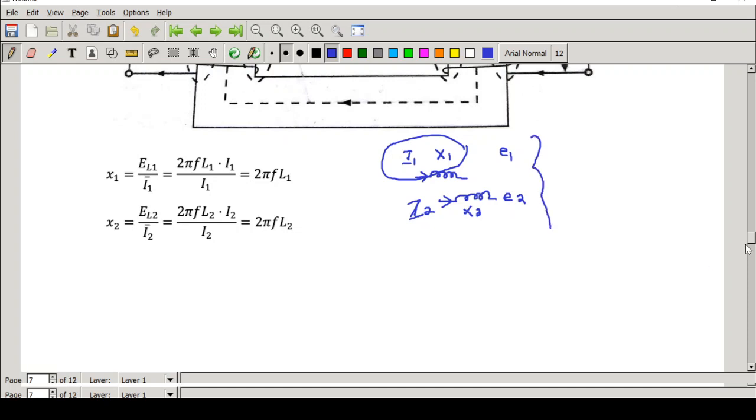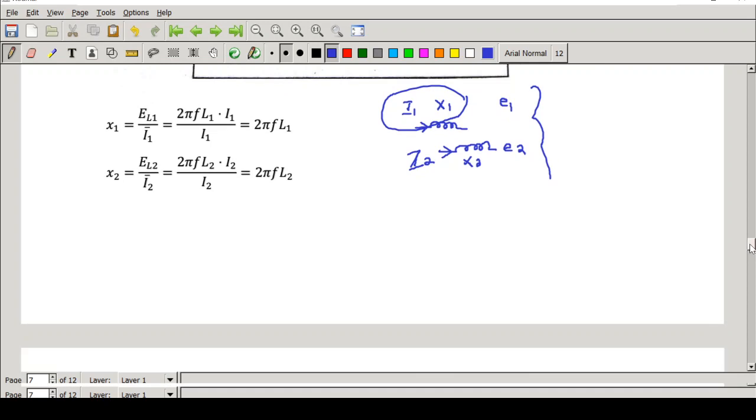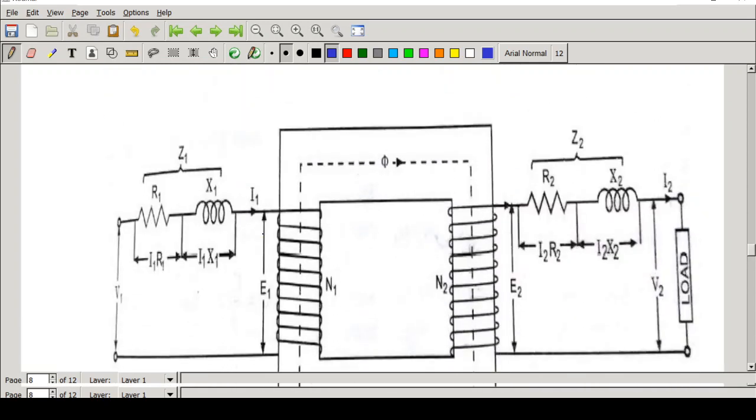So how will you represent it? See here. In the primary, I am adding an inductor to represent the leakage flux. A current I1 is flowing through this inductor, which will induce an EMF given by X1 into I1. Similarly, in the secondary also, I have introduced an inductor having reactance X2. The current flowing through this inductor is I2. Now the product of I2 and X2 will give the induced EMF. So basically, the effect of leakage flux is indicated by introducing a new component, that is an inductor, in both the primary as well as the secondary.